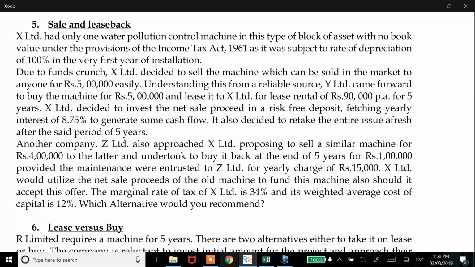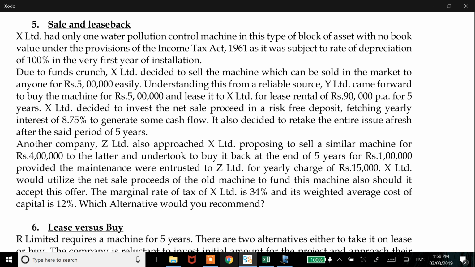Next point, the company will receive a net amount of 3,30,000 post tax payment of 1,70,000. Any doubts till now?